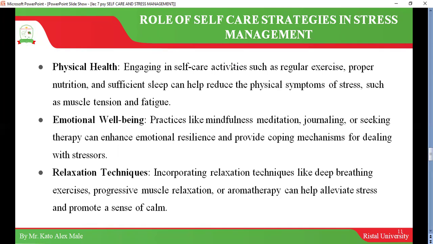Then relaxation techniques, incorporating relaxation techniques, for example, deep breathing, progressive muscle relaxation, or aromatherapy can all help to alleviate stress and promote a sense of calm. You try to find out those strategies that you can use to relax. Don't always be under pressure or under any tension.